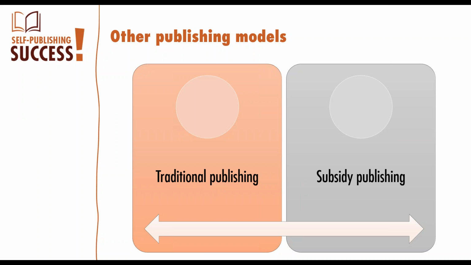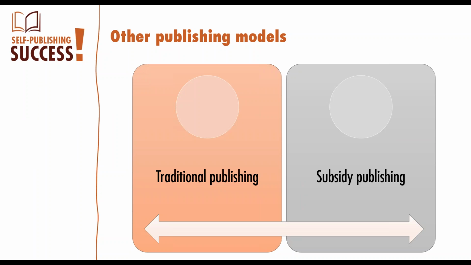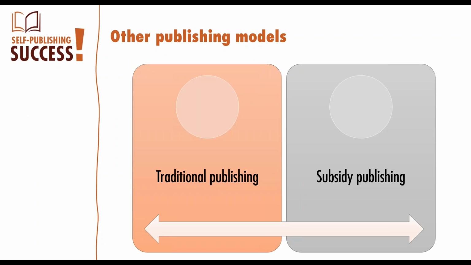The way this works is you submit your manuscript in a query letter to agents. The agents market to editors or publishing houses on your behalf. If you get picked up, you will get paid an advance on future royalties. It's kind of a loan, so the advance is against the royalties they expect your book to earn.